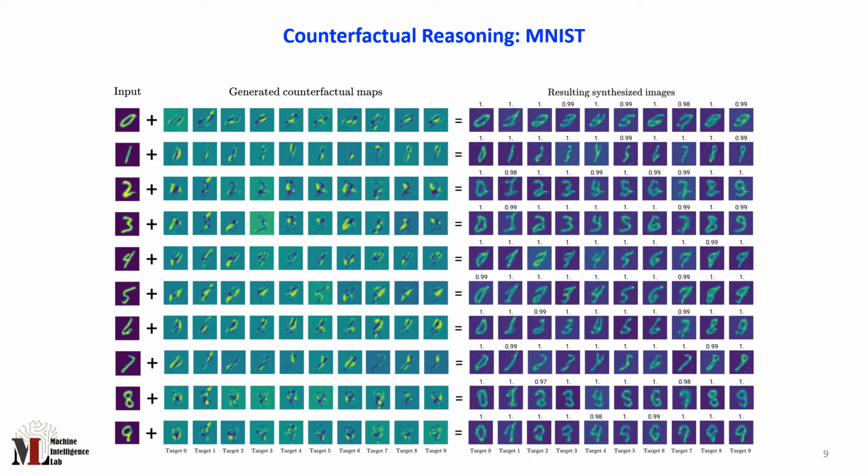As you can see from the figure, it can be observed that the proposed counterfactual map generation performed well on the MNIST dataset. For example, the counterfactual map shows where the number 0 must be added and subtracted to change it to the number 1 or number 5 corresponding to the target condition.